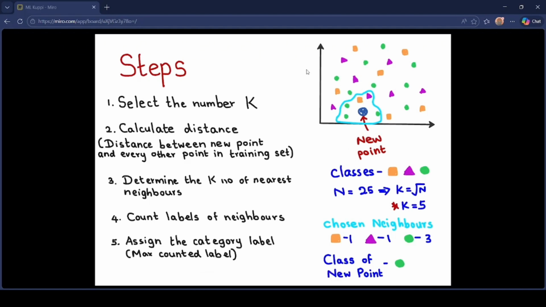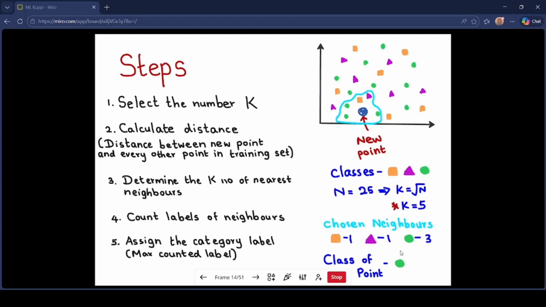After listing in ascending order, we are going to take the closest data points. Since in this case k is 5, we are going to choose the 5 closest neighbors. Since there are 25 data points, I have not done the distance calculating part, so I've skipped directly to the third step, where I've chosen the 5 closest neighbors. I'm assuming those are the closest. And then we are going to count the labels of the neighbors. Considering the chosen neighbors here, you can see we have one square, one triangle, and three circles.